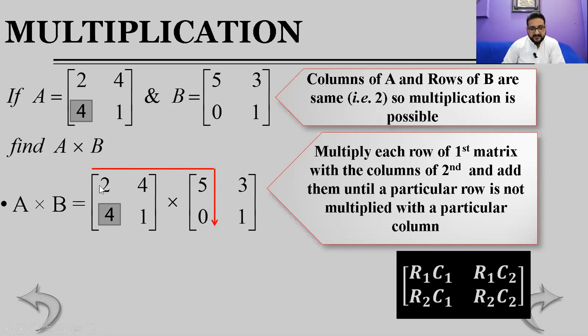We can't multiply the first row into the first row. So there is no R1 R1; it is R1 C1. It means R1 will be multiplied with C1. First value multiplied to the first value, second value multiplied to the second value. According to this formula, the first row is again multiplied to the second column. It means the column has changed, so here C2 comes.